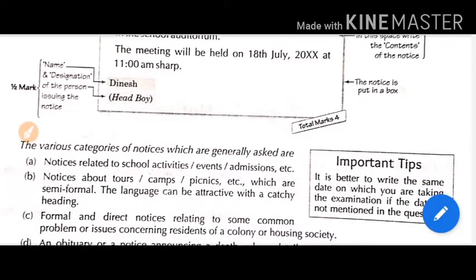After that, we have to write down our name, the writer's name who is writing the notice. Okay, and then his designation. What is his position? Sometimes it is given in the question, sometimes in the question it is not mentioned. So what we have to do, we have to write down the secretary or cultural secretary, head boy or head girl, okay, or principal, like that, and you will be given half marks for that. The notice is put in a box. Okay, you always have to put your notice in a box.